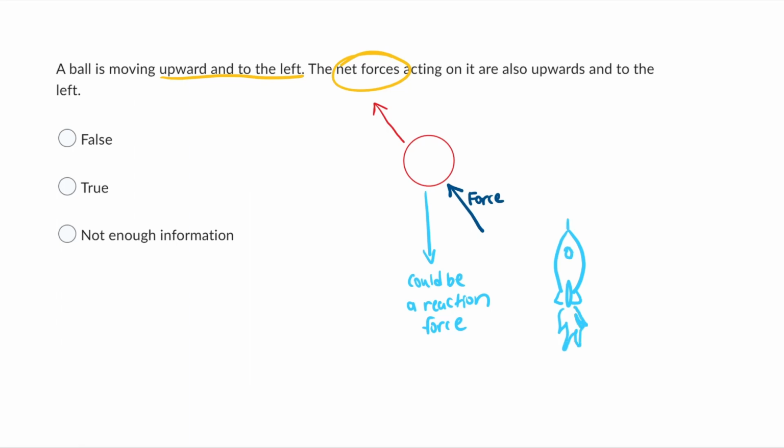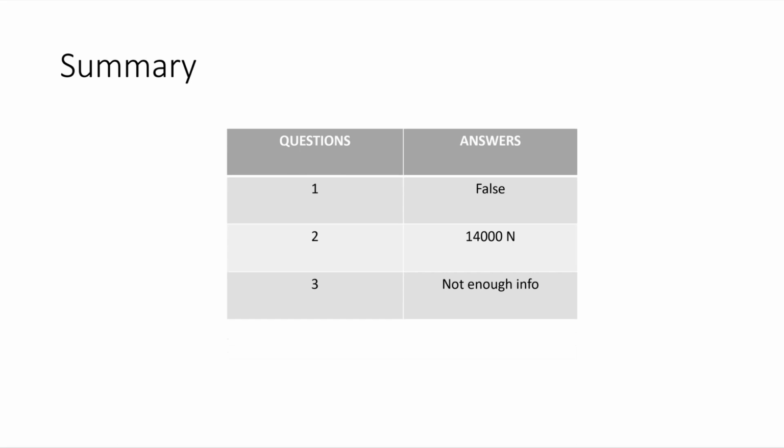While the rocket ship is moving upwards, its net force is huge and downwards. So because of this, we don't really have enough information to be able to tell where the net forces are really going. So that makes this the third option. In summary, these are the questions and their answers.